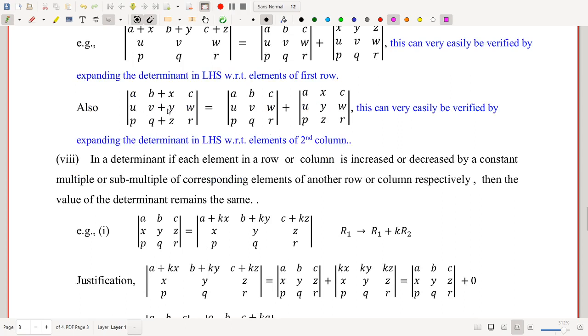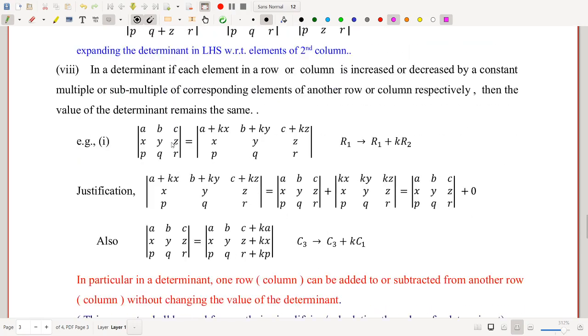Similarly, in this determinant, we have taken the second column as the sum of two elements. Here also we have written this as the sum of two determinants, where the first column and third column are the same in both the determinants. This can also be verified very easily by expanding the left side with respect to elements in the second column.